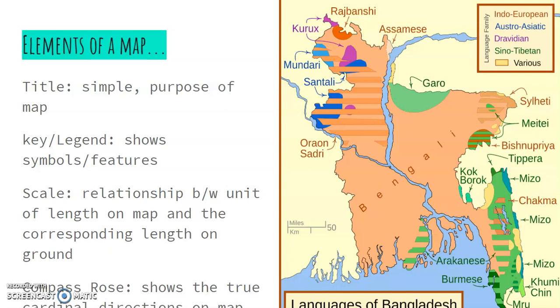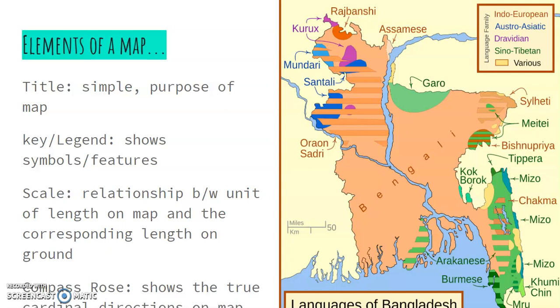For this example on my screen here, the title is Languages of Bangladesh. I know it might be cut off a little bit at the bottom. The key and legend show the symbols or features. This kind of just interprets the map for you. If there's no key or legend, then you probably will have to use some context clues and inferences to see what it's about. But for this map, these are language families, and you can see there are a couple of different variations of the language families found in Bangladesh.